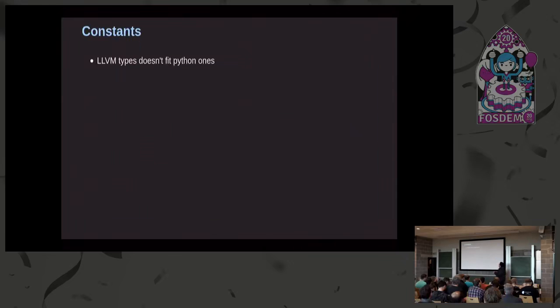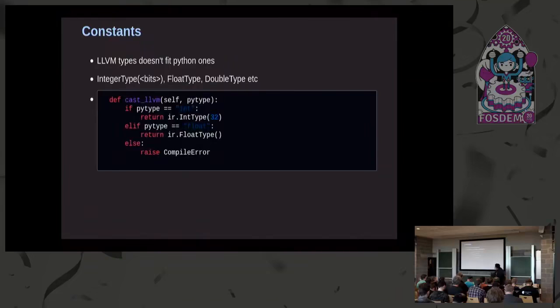LLVM types don't directly fit Python ones, so we need to convert them. Python's integers don't have a specific bit length, so we are going to use 32 by default. And we are going to use float for our float type, not double. This is the cast LLVM function. If the given type is integer, we are going to return LLVM's int type. If it is float, we are going to return the float type. And if the type is something we don't know, we will raise a compiler error.